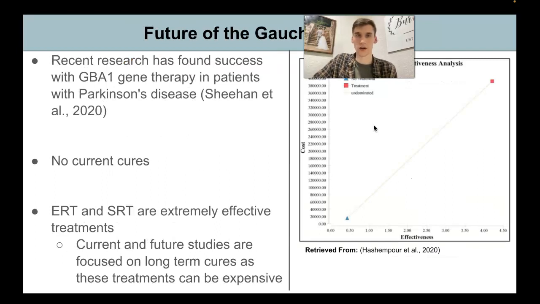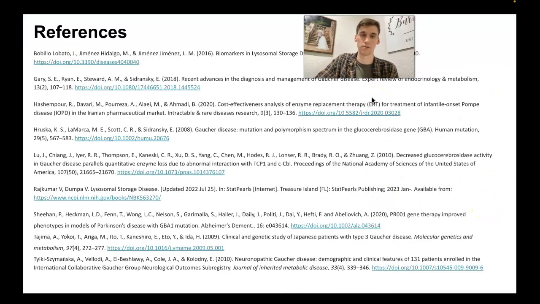So, the future. Like I said earlier, gene therapy has been promising in some Parkinson's patients, so hopefully that will be something that can arise later. There are no current cures or any plans for a cure right now. And with ERT and SRT being so effective, it doesn't seem there's a whole lot of motivation to find different treatments. Here on the right is just showing the fact that it is very costly to have some of these treatments. They're showing effectiveness versus the cost here, and we see that although it may be effective for treatment, it is just very costly. And here are some of my references.